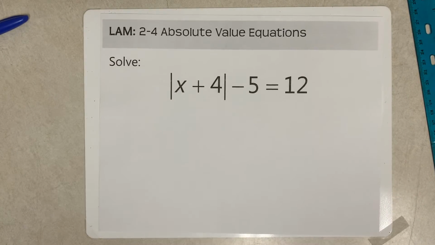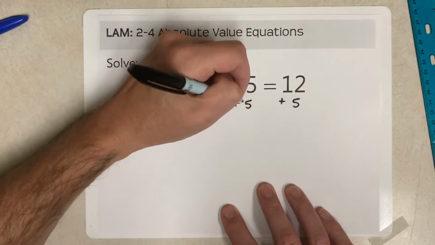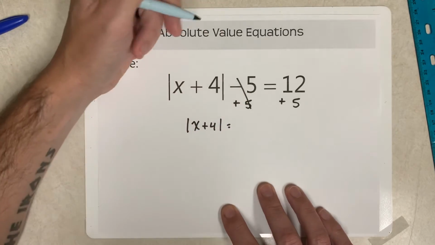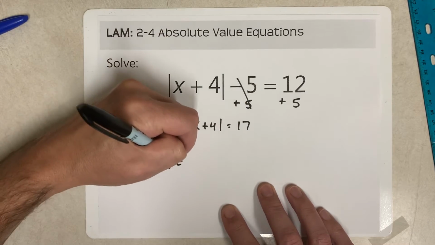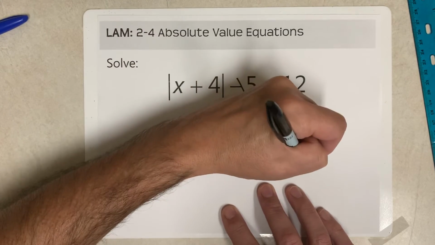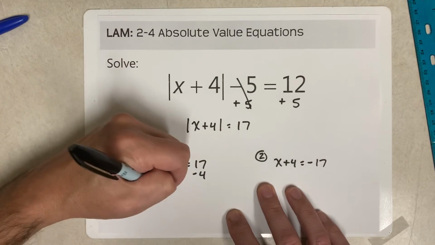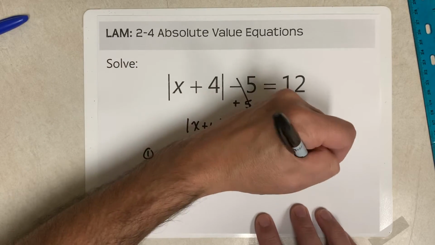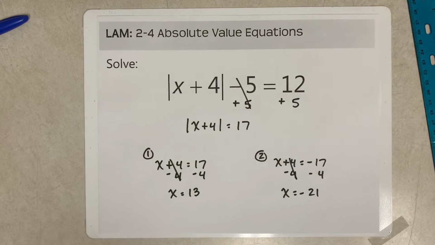And another one like this. So this time we're going to add 5 to both sides. Cancel that out, bring down my absolute value of x plus 4 equals 12 plus 5 is 17. Okay, our first one, x plus 4 equals 17. And our second one, x plus 4 equals negative 17. So minus 4, cancel. X is equal to 13. And our second one, minus 4, and x is equal to negative 21 for that one.